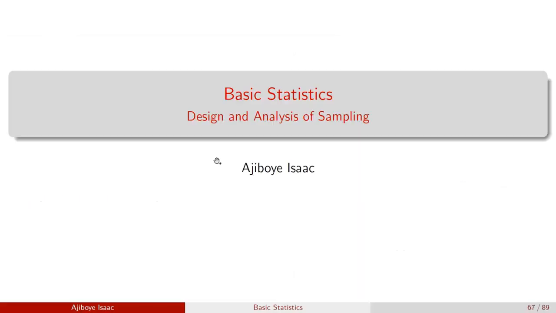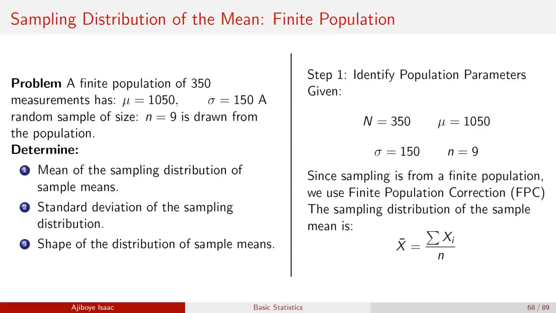What we'll be looking at today is design and analysis of sampling. To help us understand this, we'll consider an example. This is for a case where we have a finite population. A finite population of 350 measurements has a mean of 1050 and a standard deviation of 150. A random sample of size n equals 9 is drawn from the population, and we want to determine the mean of the sampling distribution of the sample means, the standard deviation of the sampling distribution, and by extension describe the shape of the distribution of the sample means.